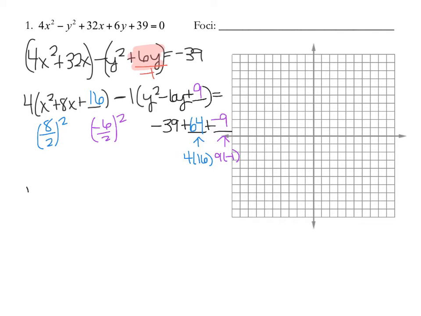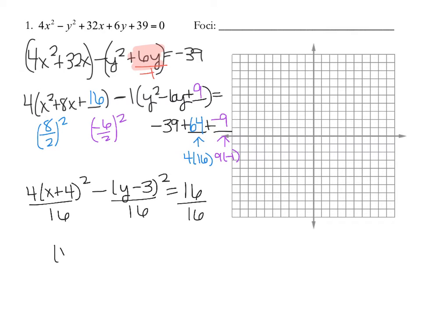So now if we factor these down, this is 4 times x plus 4 squared. Remember, you're just taking the square root of 16 to get that 4. And then minus y minus 3 squared equal to, and then we just got to calculate that out. That's going to be 16. And then we divide everything by 16 so that we can get it equal to 1 so we can graph it. It's x plus 4 squared over 4 minus y minus 3 squared over 16 equals 1. And then everything else is the same as the process as what we talked about yesterday.